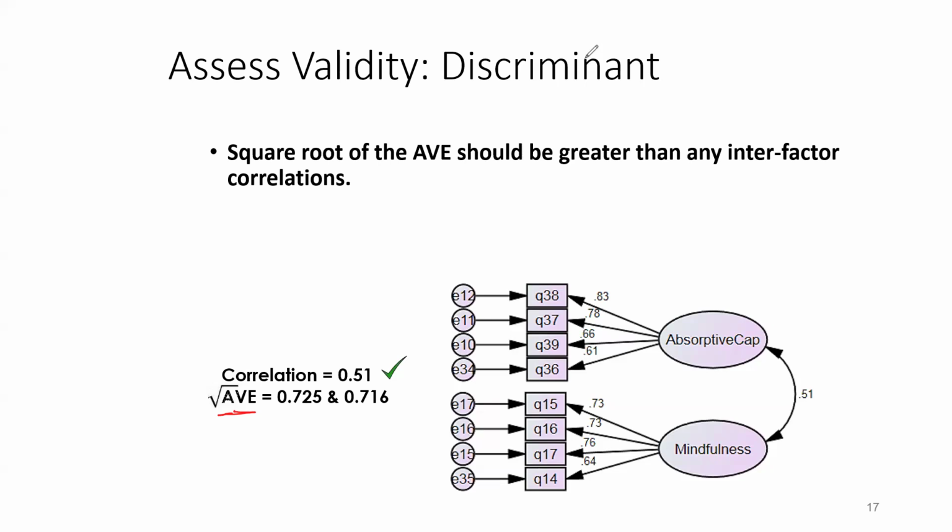EFA is an old technique, CFA is a new technique, based on structural equation modeling language. These are two different things. If you test your model in these two, then it has less bias. So there are two different tools.